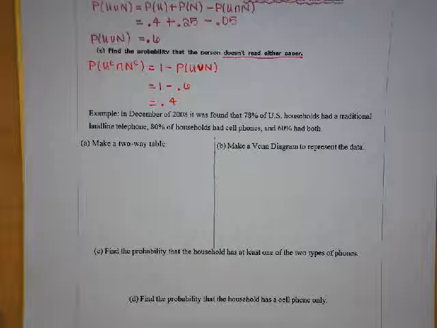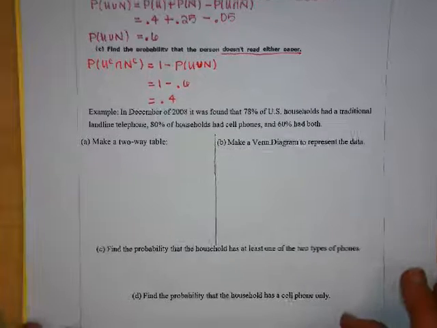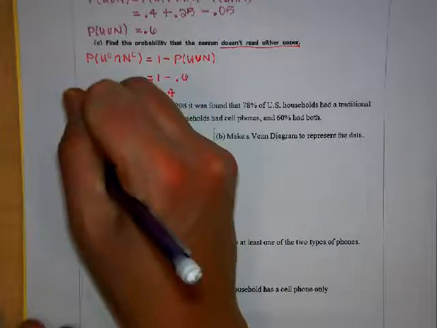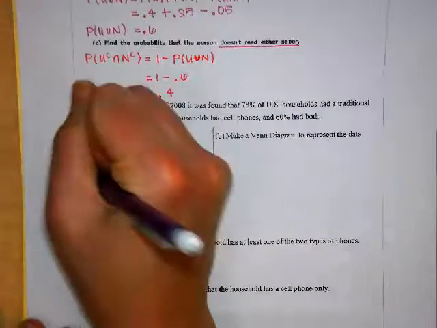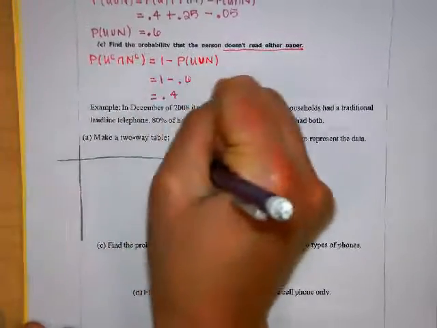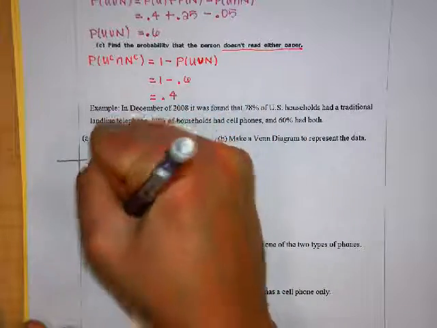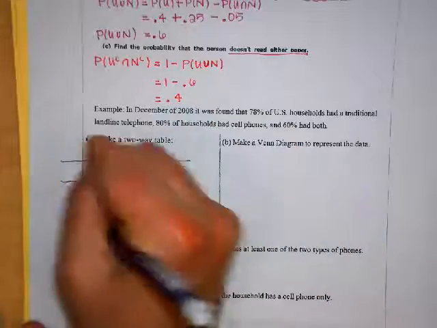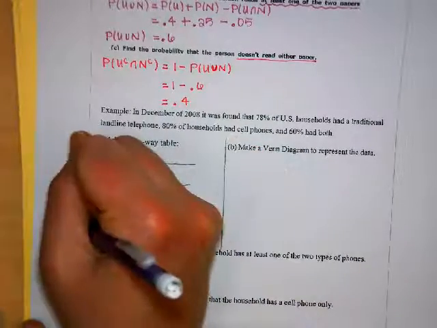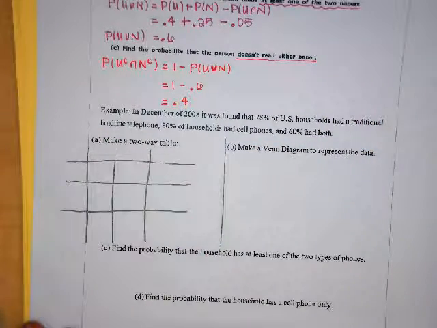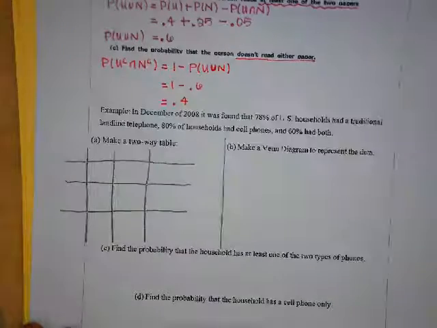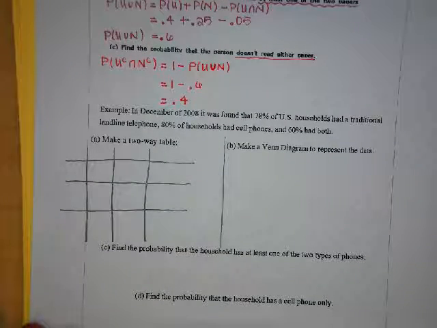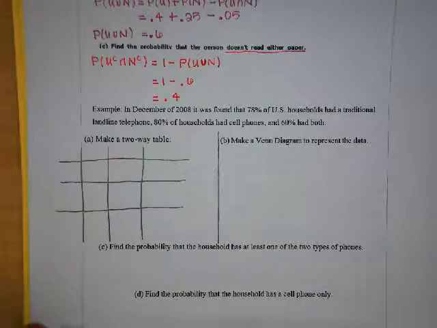So a two-way table is like a giant tic-tac-toe. Sorry, a very strange person. Those of you that have had me before, you know that. All right, before I can put labels on there, I gotta define my events. 78% have a landline. So I'm gonna use L to mean landline.